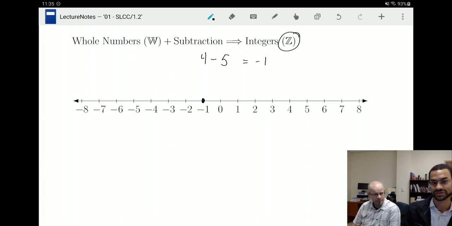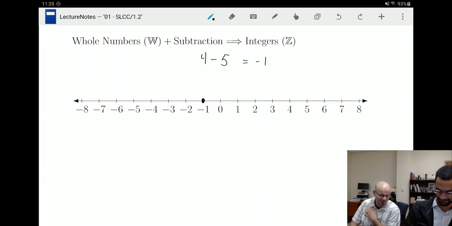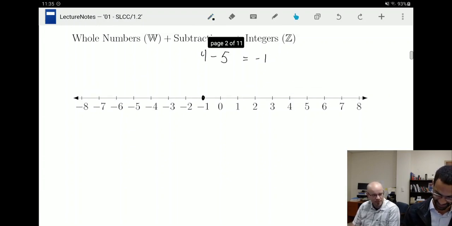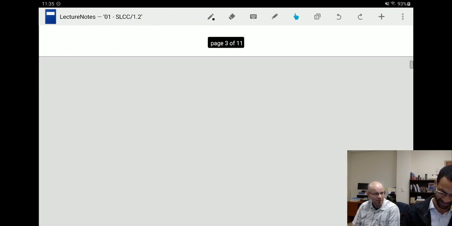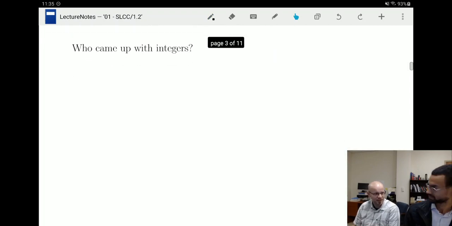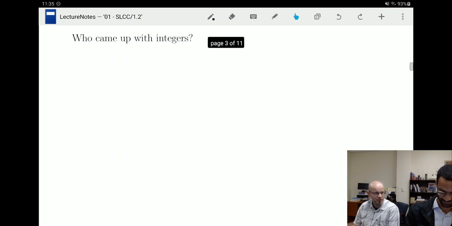Integers are symbolized with the letter Z. Why is it a Z? It comes from the German word Zahlen, which basically means numbers in German. So the Germans, a very astute, smart group of people, although I don't think it was a German who actually said it. I think it was just someone who took the word from the Germans.